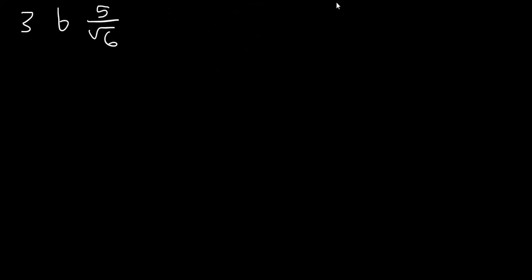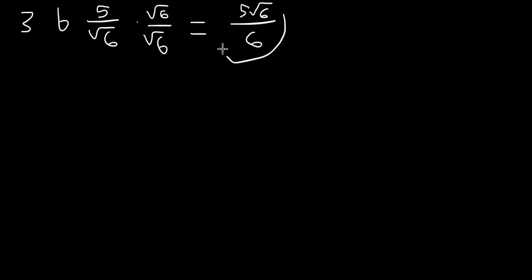For 3b, we have 5 divided by square root of 6. To rationalize the denominator, we're going to multiply by the fraction square root of 6 divided by square root of 6. The numerator will become 5 square root of 6, and the denominator will become 6.